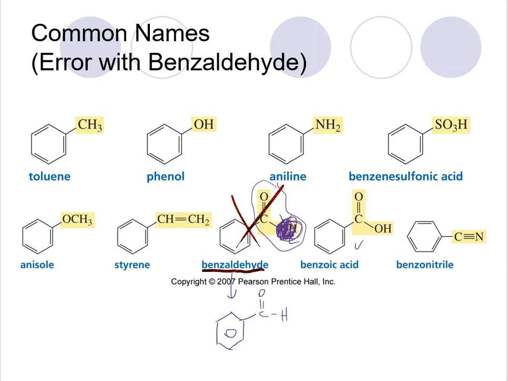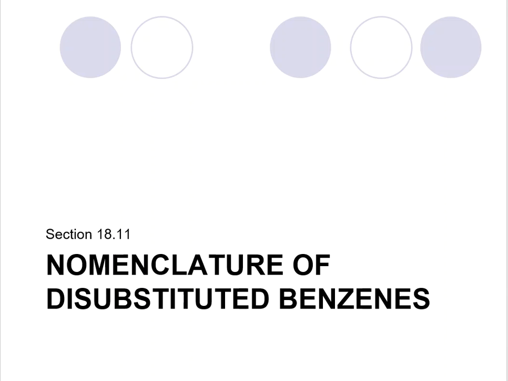All right, so here are the common structures for benzene that we've discussed. Toluene, phenol, aniline, benzene sulfonic acid, anisole, styrene, benzaldehyde, benzoic acid, and benzonitrile. These structures, I told you that you have to memorize. And the reason is because they're very common structures in the benzene world. We never really want to lose them. And it's going to become important in the nomenclature of di-substituted benzenes as well. So we're going to be using some of these names that we have discussed already up to this point when we go and name di-substituted benzene groups.